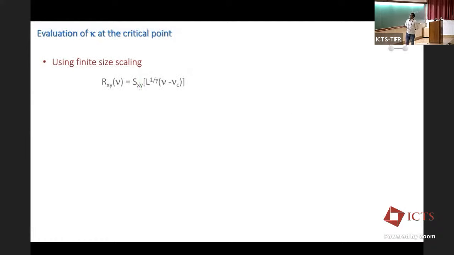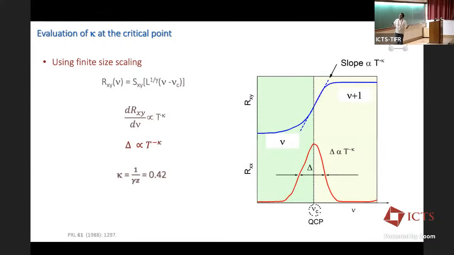Now, let's look at kappa, how you can get it. Well, to get kappa, use what is known as a finite size scaling relation. So you measure the Hall resistance and you say, well, there is a length scale L, which goes as 1 by gamma. Because it's a finite size scaling, L can be the size of your sample, it can be the coherence length, it can be the localization length. And after some mathematics, you find that the derivative of the conductance with respect to the filling factor goes as T to the power minus kappa. So you take this Rxy, you take the slope, and the slope will go as temperature to the power minus kappa. That gives you one method of measuring this exponent kappa.